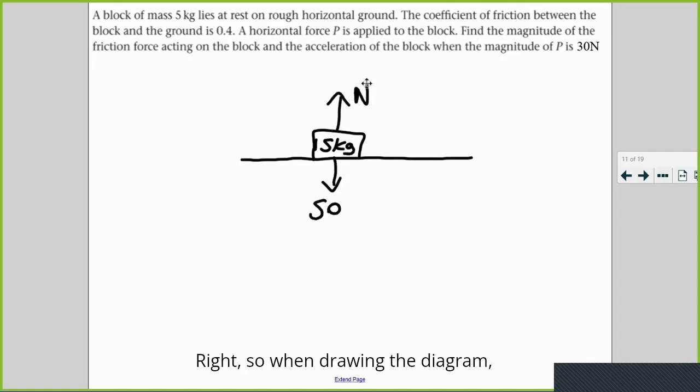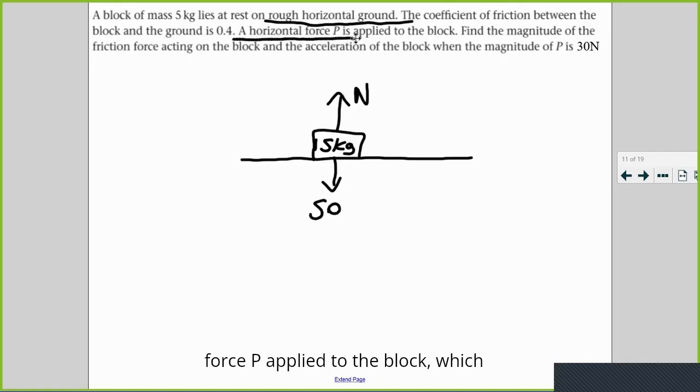Right, so when drawing the diagram, always start with the surface. What's the surface? Is it horizontal? Is it diagonal? So it's a rough horizontal ground, right? So the surface is horizontal, 5 kg, so weight is 50, normal reaction N. There is a horizontal force P applied to the block, which you can do like that. You can also do it the other way, like this. It's entirely up to you. I just prefer going from sort of left to right. Okay, so this is applied to the block.